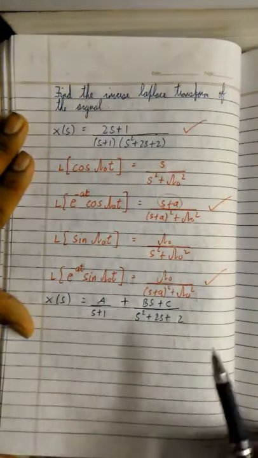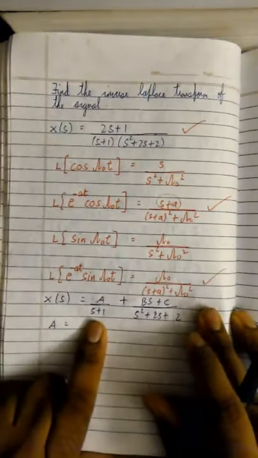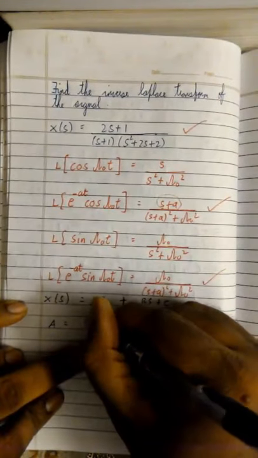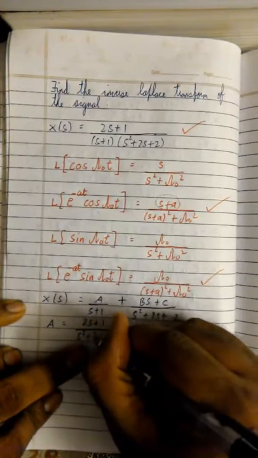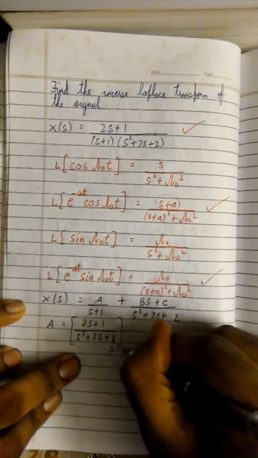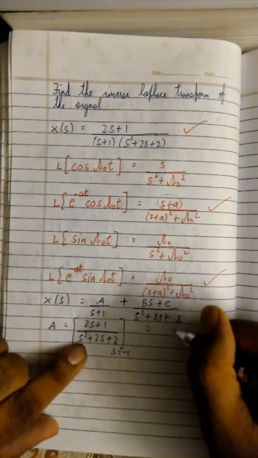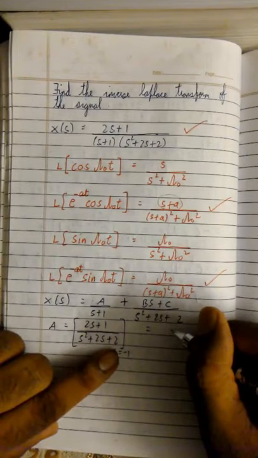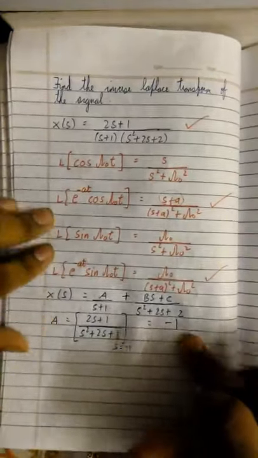Here s is equal to minus 1, so the value of a is equal to, here the denominator is s plus 1, so remove s plus 1 from here and write the remaining equation. You will get (2s plus 1) by (s square plus 2s plus 2) when s is equal to minus 1, and you will get the answer as, here it is minus 2 plus 1 which is minus 1, and here it will be 1 plus 1 minus 2 plus 2, which will be equal to 1, so the answer is minus 1.